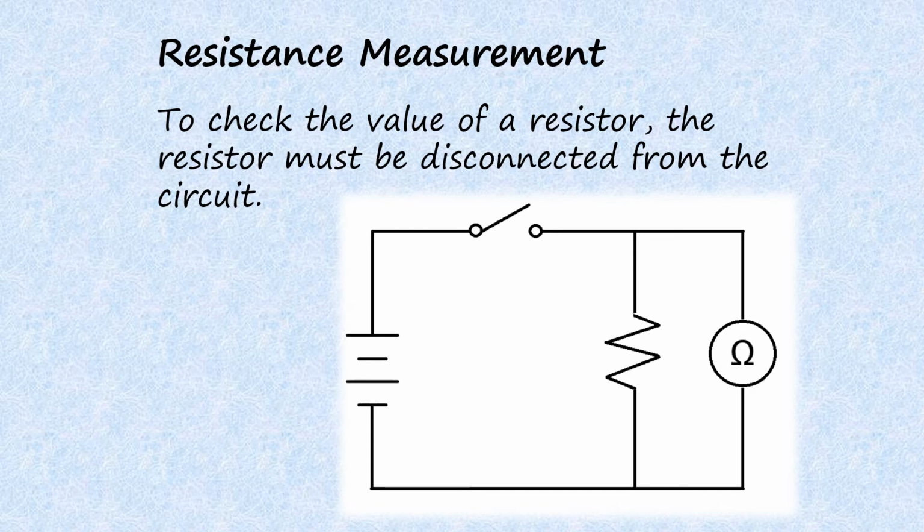To check the value of a resistor, the resistor must be disconnected from the circuit. Otherwise, you may be reading the resistance of the entire circuit rather than just the component being checked.